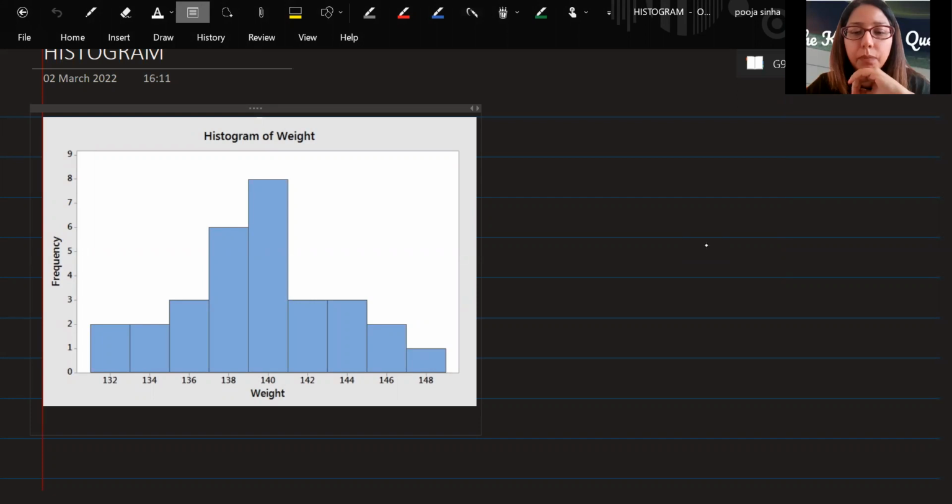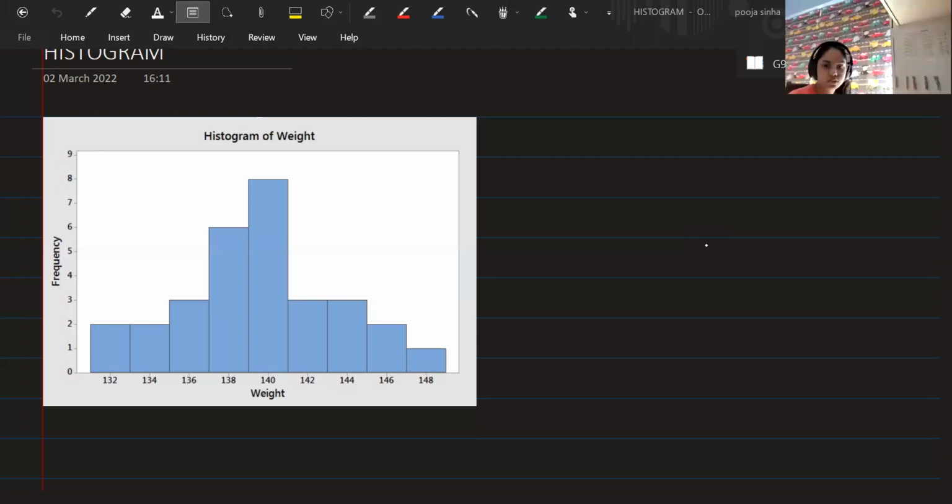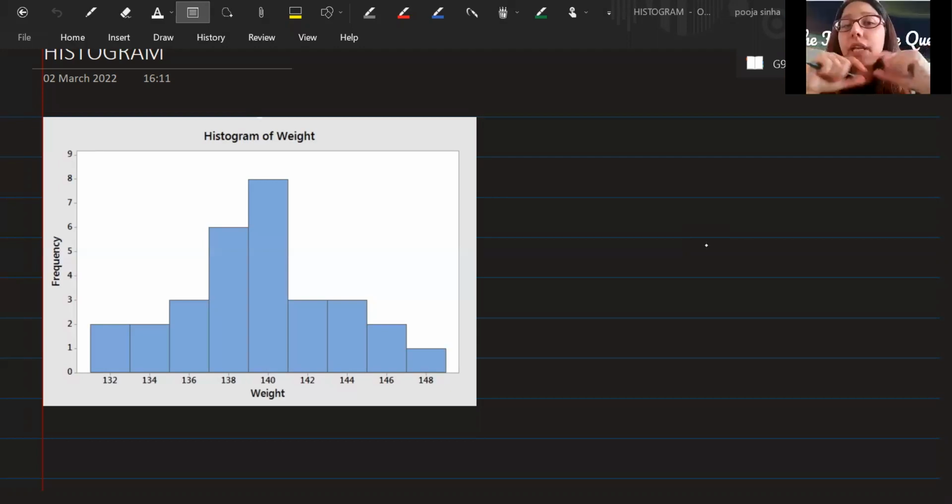Now, something important, I'm going to tell you about the histogram. In a histogram, the frequency of the data is shown by the area of each bar. Okay. In a histogram, I'm repeating, the frequency of the data is shown by the what? What is the word? Area. Is the area of each bar.